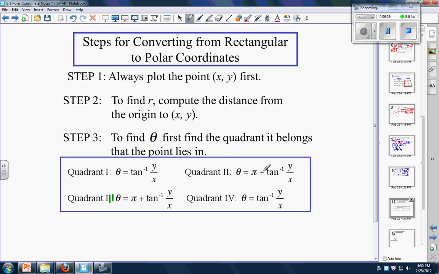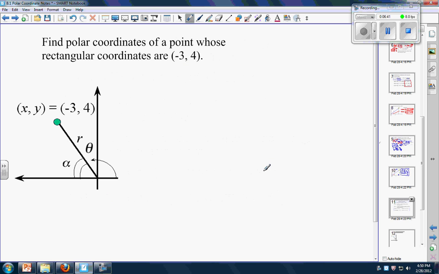Okay, so let's look at one last example here. Find the polar coordinates of a point whose rectangular coordinates lie at -3, 4. So when I see this, clearly 4 isn't an angle, so I know this is an xy. So I'm trying to go rectangular to polar. The only things I have are this.